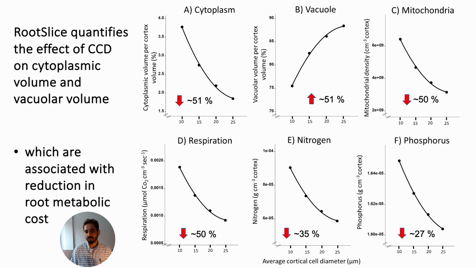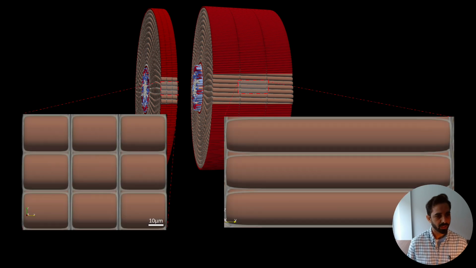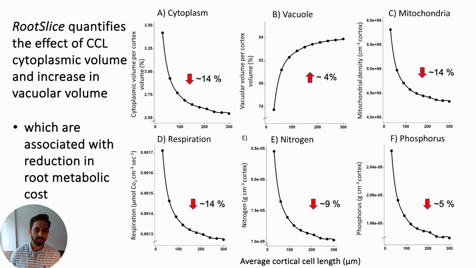We're also interested in what would happen if this is diameter, what would happen if we change the cell length? So we simulated different cortical cell lengths. Here's a model with shorter cells, and here's a model with longer cells. And here's an inset of those specific cells. What we see is that with the increase in cortical cell length, there is a reduction in cytoplasmic volume or cytosol, and a corresponding increase in vacuole. The reduction in the cytoplasm leads to a reduction in the mitochondrial density, respiration, nitrogen, and phosphorus content.